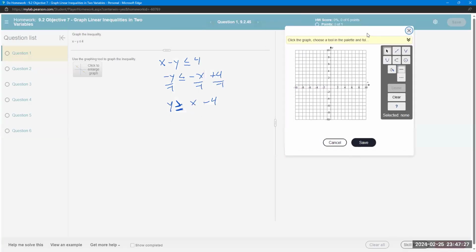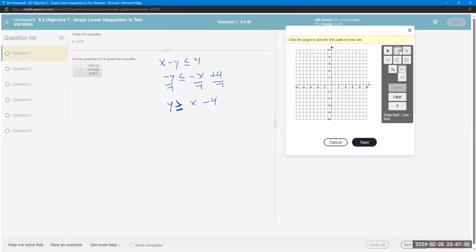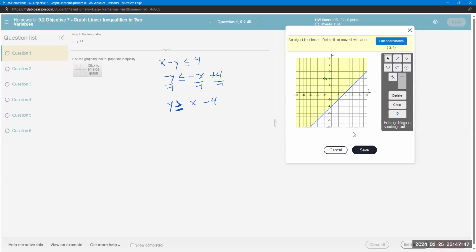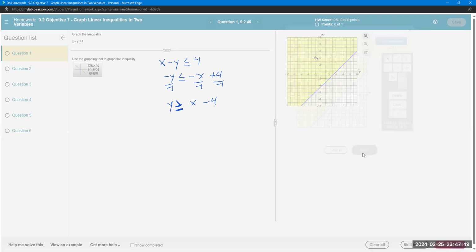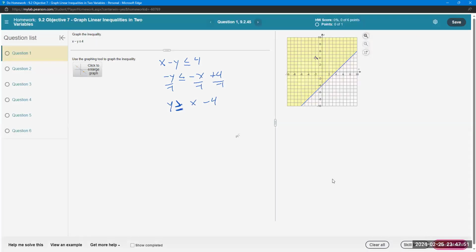Come off to the side over here. I'm going to grab my line tool. I'm going to make sure that it's a solid line. If I wanted a broken line, I'd select this. So we're going to go down to -4 for our y-intercept and up 1, right 1. And then I want to grab my paint bucket and I want to shade above the line like that. Save and check my answer. And then I'm going to clear my work for that problem.